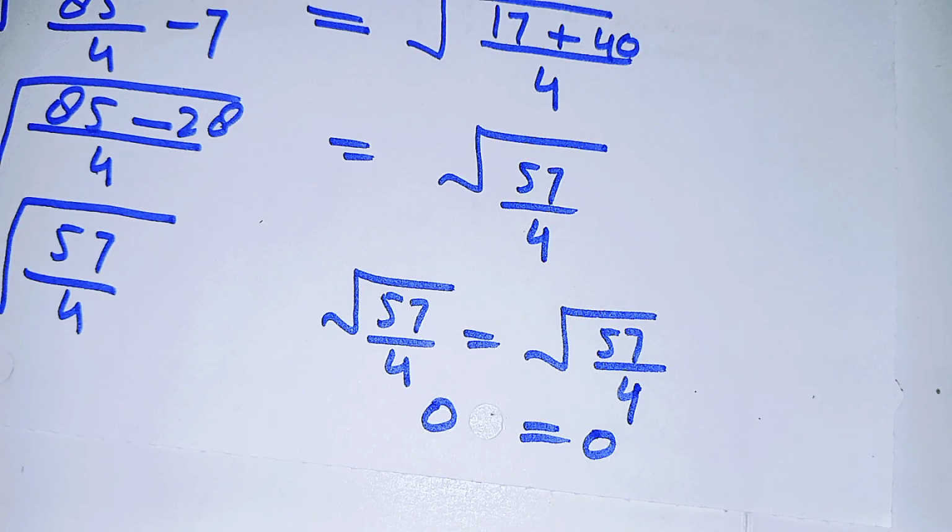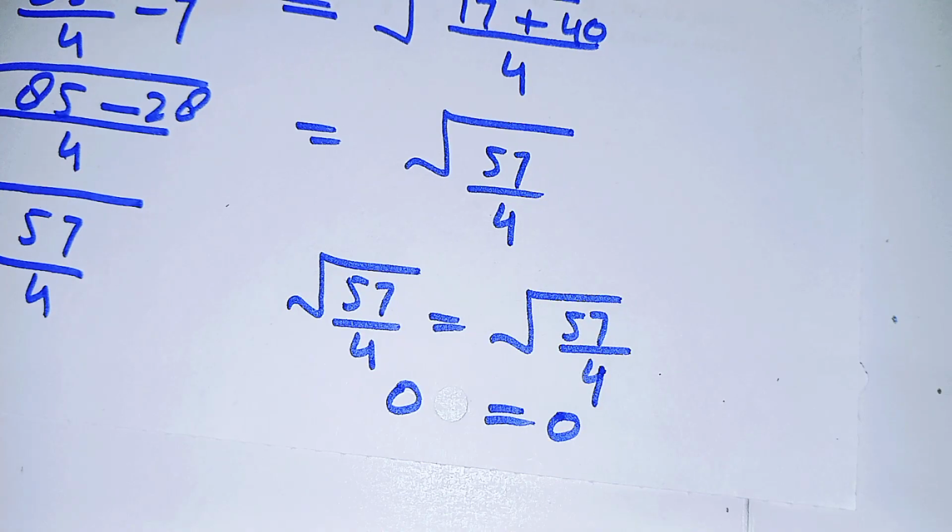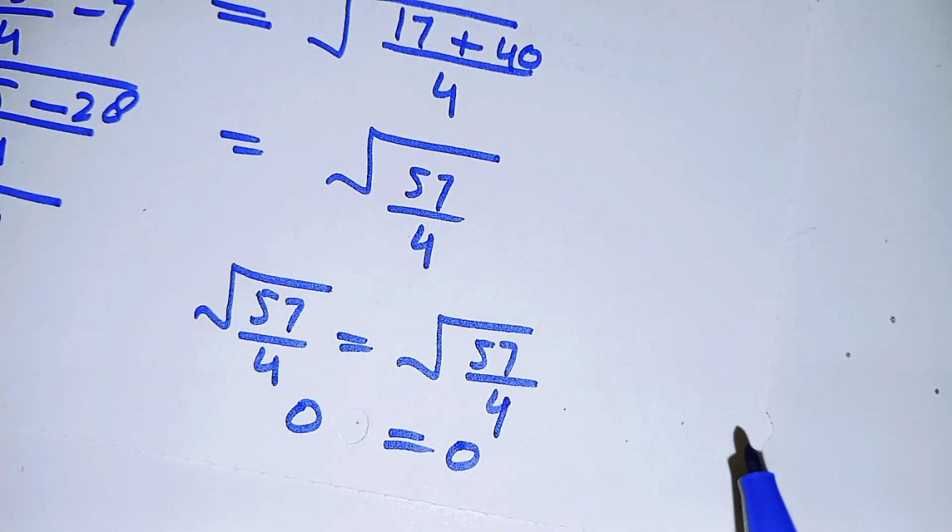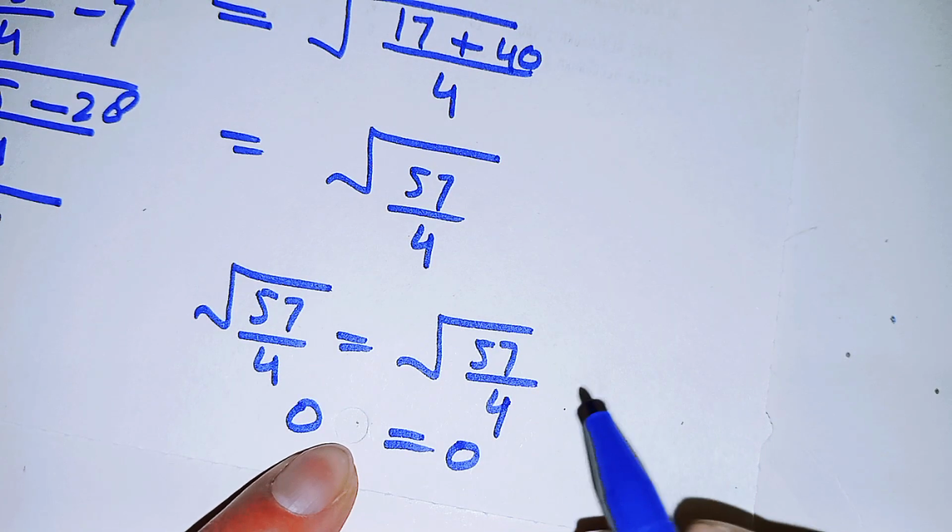Make the given equation a true statement. So here the solution set is 17 over 4.